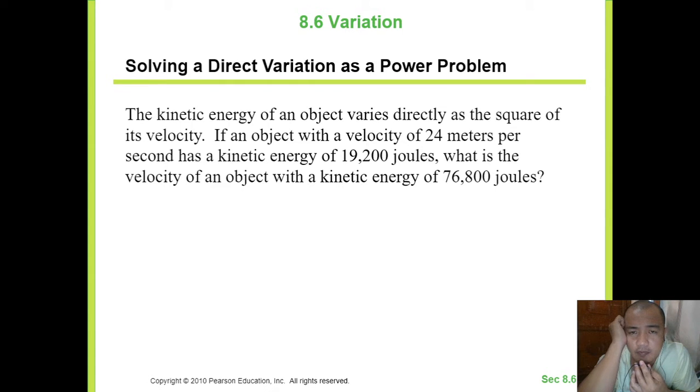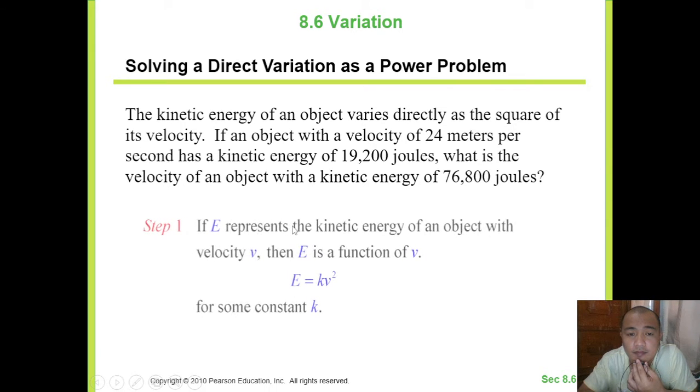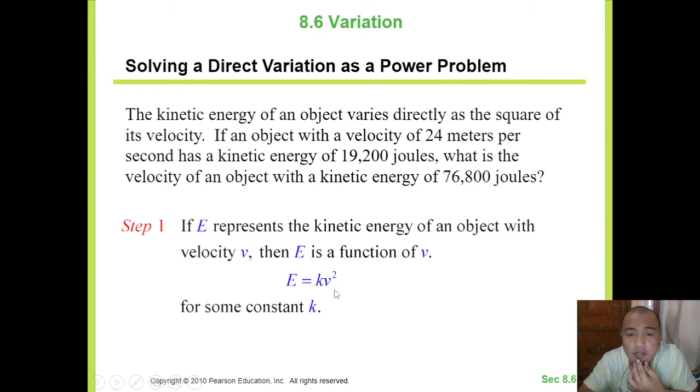The kinetic energy of an object varies directly as the square of its velocity. If an object with velocity of 24 meters per second has a kinetic energy of 19,200 joules, what is the velocity of an object with a kinetic energy of 76,800 joules? So it says here the kinetic energy K varies directly. Okay, let us not use K because K is already the constant of variation, so we'll use E. E varies directly as the square of its velocity. So E is equal to kv squared will be our equation. E equals kv squared.